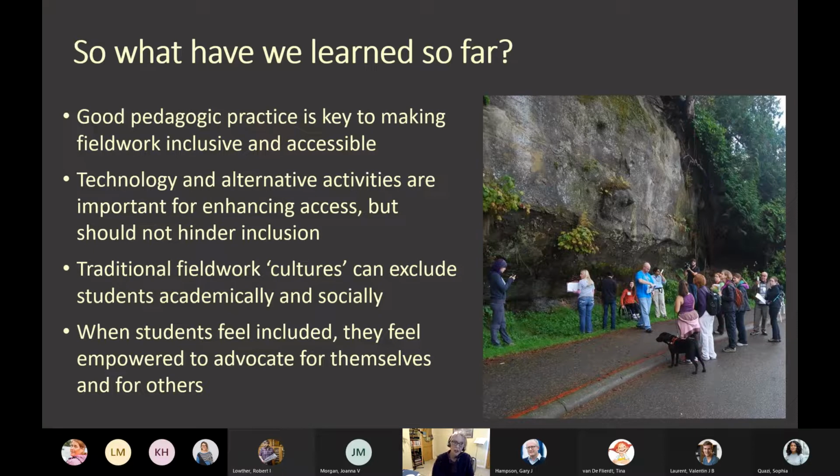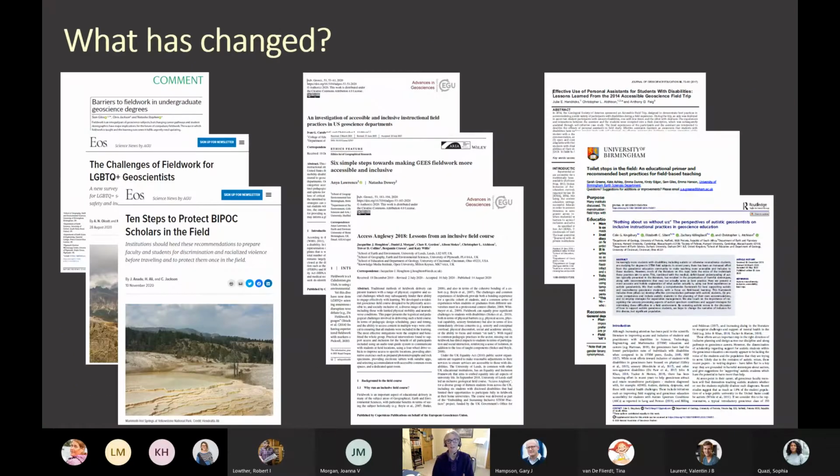And when students feel included, they feel empowered to advocate for themselves and for others. So our students need to know that they have a voice, and that voice will be listened to. And what's really fantastic is that this collective voice, since we ran these experimental field trips, has become louder and it's becoming much more prominent. So over the past few years, what we've seen is this increasing interest and focus on access and inclusion in the geosciences and in fieldwork.